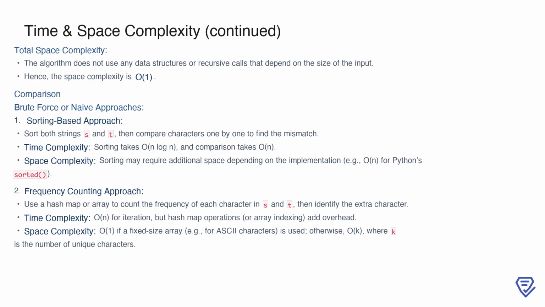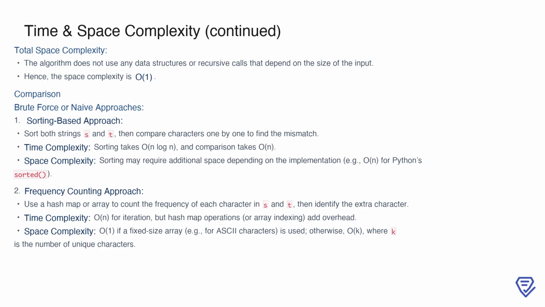When we consider the total space complexity, the absence of data structures or recursive calls dependent on the input size means the algorithm's space usage remains constant at O(1). To understand why this approach is advantageous, let's compare it with some alternative methods. A sorting-based approach, for example, would require sorting both S and T, which has a time complexity of O(n log n). Comparing characters after sorting would add an additional O(n).